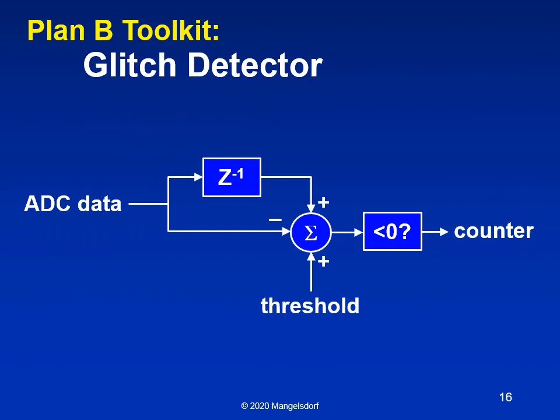This is the glitch detector, and this is something that I would put on all silicon if I ran the zoo. It really is taking the derivative of the signal that's in the ADC data by subtracting a delayed sample from the current sample. And then what you do is you compare that to a threshold value and see if it's greater than or less than, and use that information to trigger a counter.